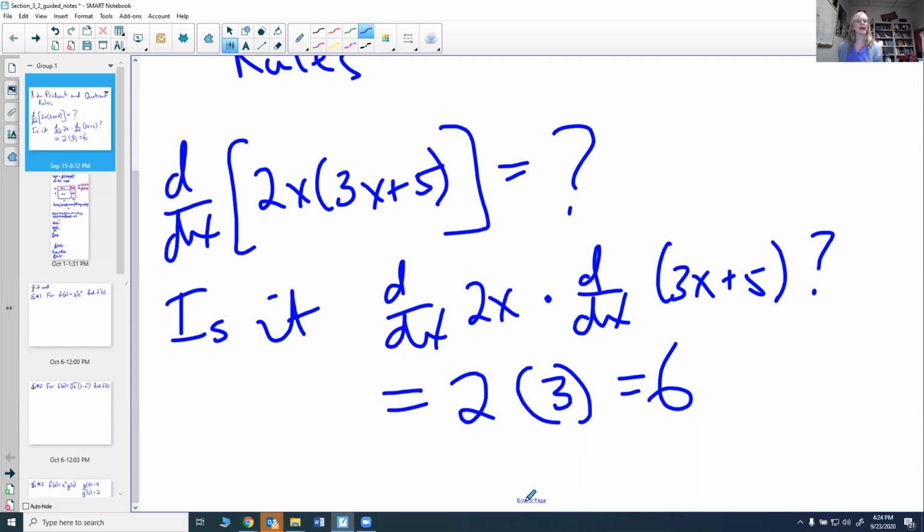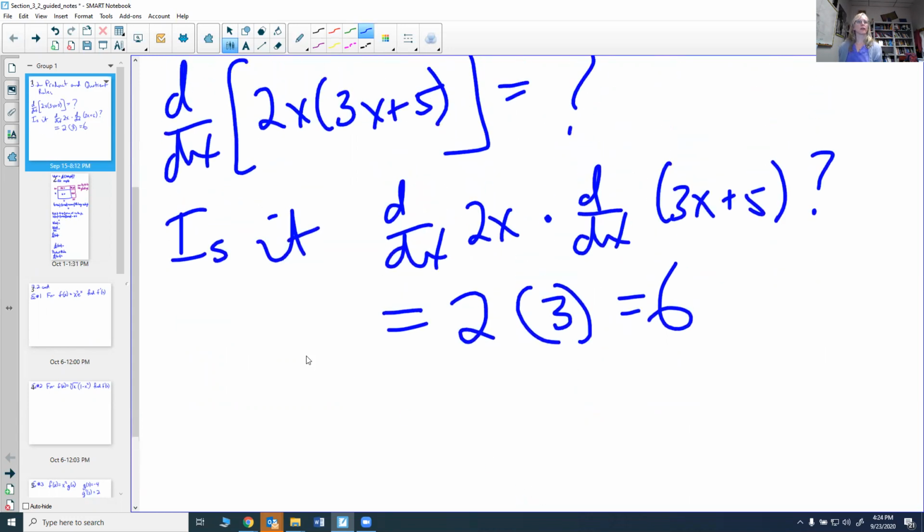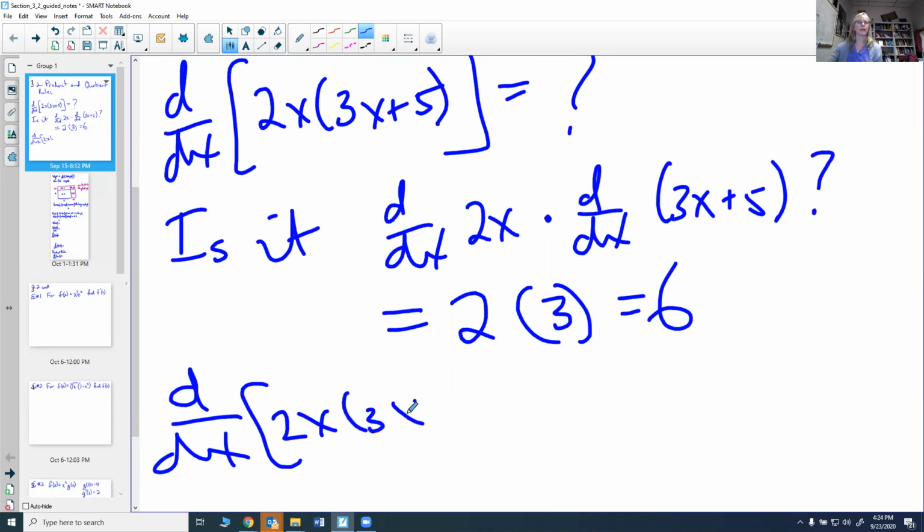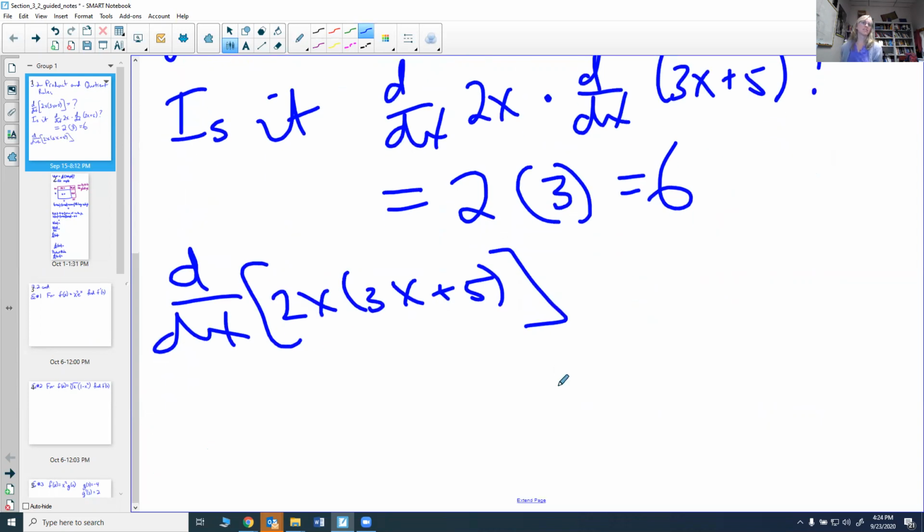So let's see what happens if I actually took this function, 2x times 3x plus 5, and actually multiplied it out first and then found out what the derivative was. So let's just see, is this true that the derivative of the first times the derivative of the second is the derivative of the product? We'll see. So the derivative of 2x is, of course, 2. And the derivative, oh wait, we weren't going to do it that way. We were going to multiply it out first. So let's multiply it out.